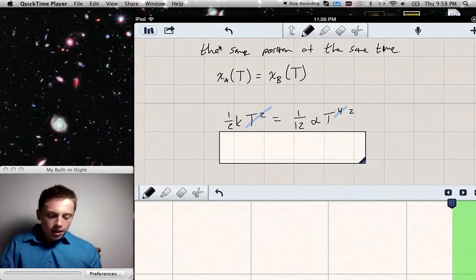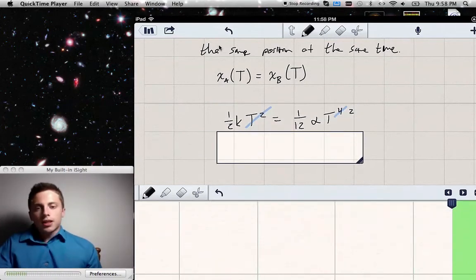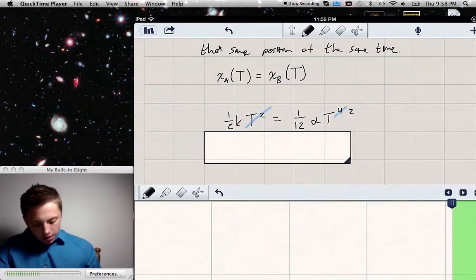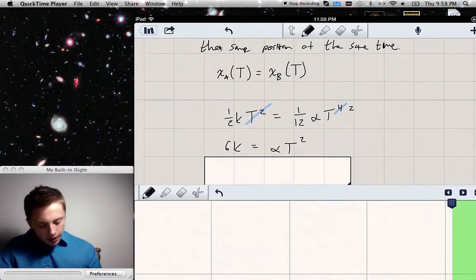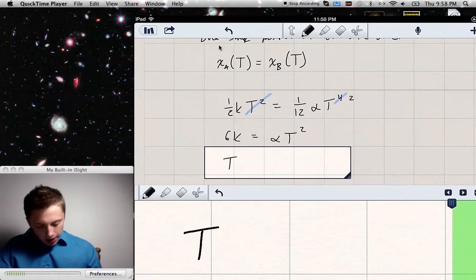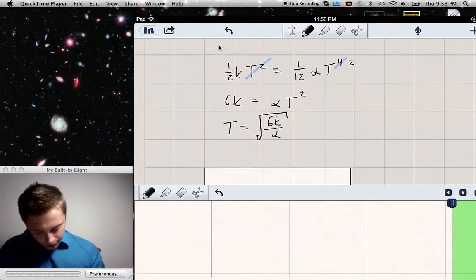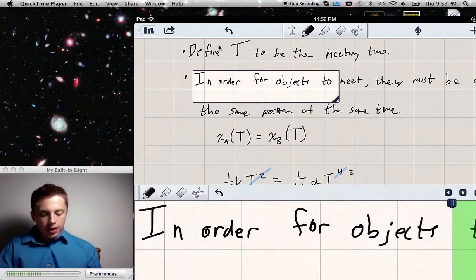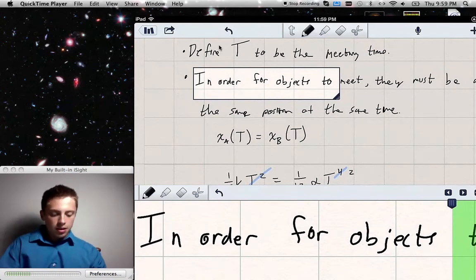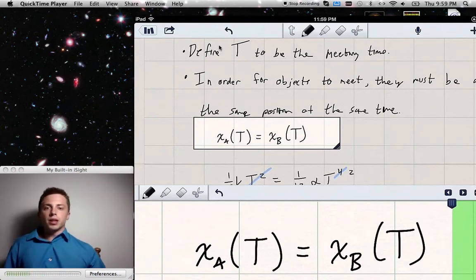Now let's multiply. So we've reduced each side by t squared. So let's now multiply both sides by 12 to get rid of the denominators, and we get 6k is equal to alpha t squared. Solving for t, we get the time it takes for them to meet: (6k over alpha) to the 1/2 power. That's how long it will take for them to meet. Notice, in order to get that time, all we did was say that in order for objects to meet, they must be at the same place at the same time. In other words, their coordinates must be equal at the meeting time, capital T.